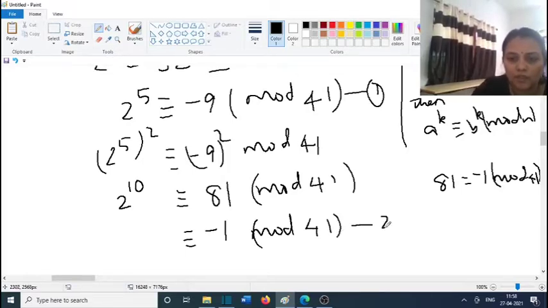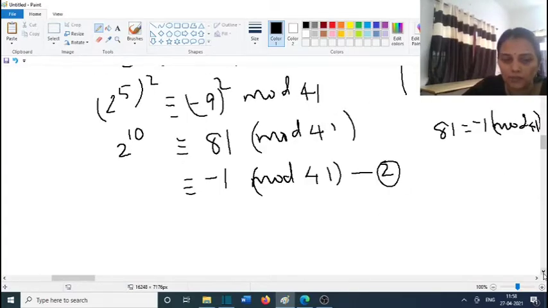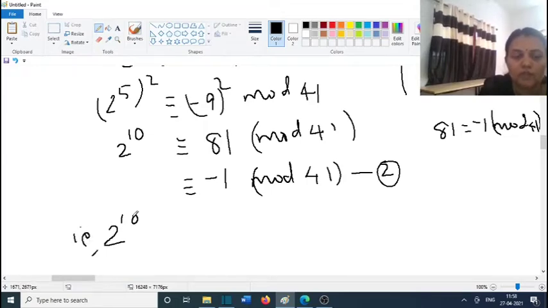This is equation 2: 2 raised to 10 is congruent to minus 1 mod 41. Now again use the property: if A is congruent to B mod n, then A raised to K is congruent to B raised to K mod n.